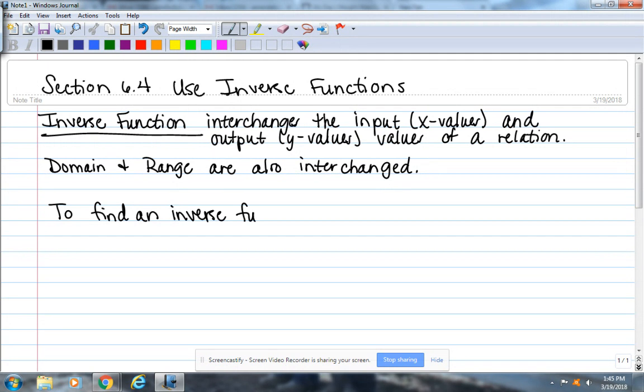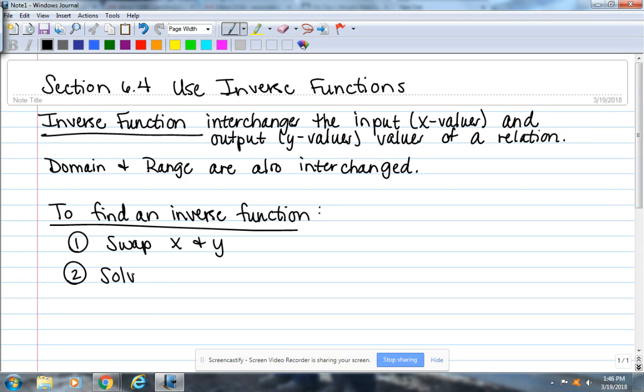you're going to do two things. Your first step is to swap your x and y, and then you're going to solve for y. Swap your x and y, and then you solve for y. This is fairly easy.